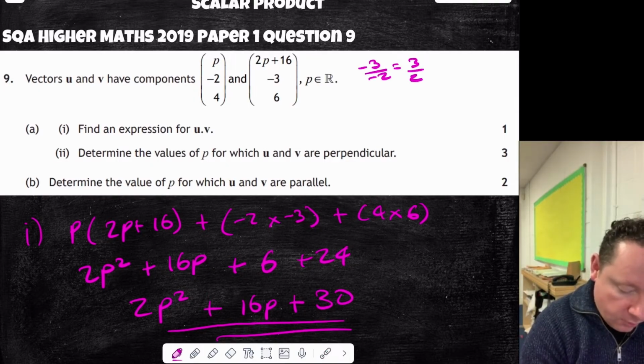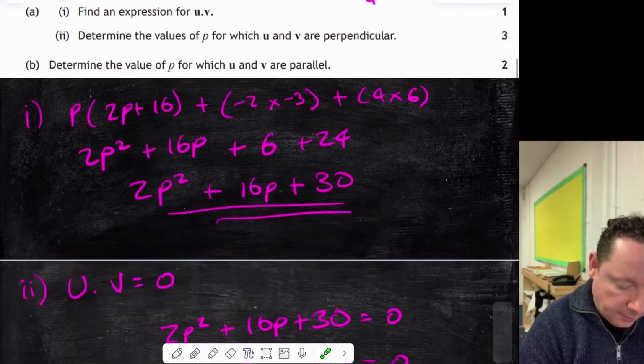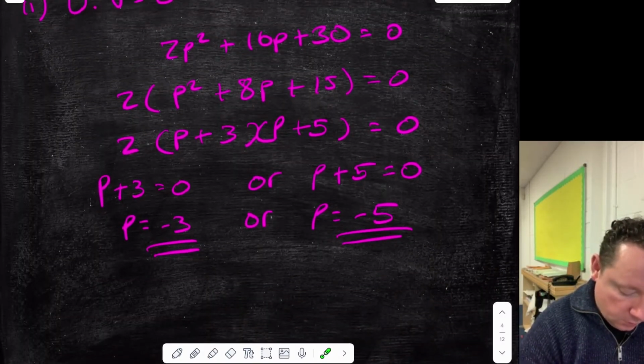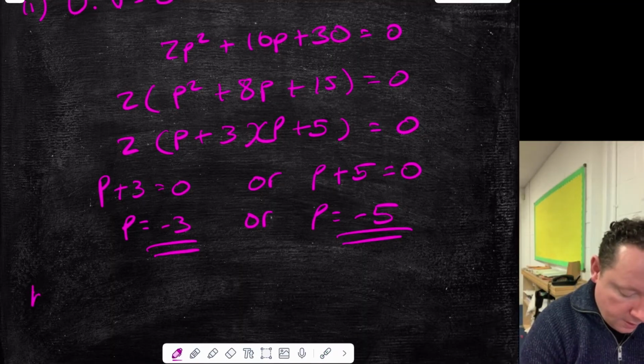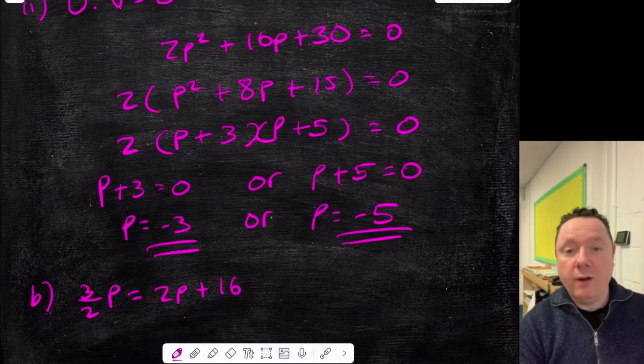And similarly, I've got 6 over 4, which is also 3 halves. That means that if I times this one by 3 halves, I get this one. So I can just write that down. 3 halves of p equals 2p plus 16. So for part B, 3 halves of p equals 2p plus 16. So I've got that equation to solve.